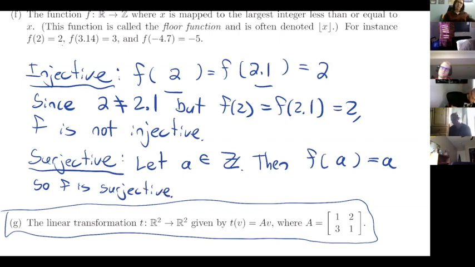And let me just say that the property is not in general that f of A maps to A. We just need to find something that maps to A. So it didn't have to be itself. But that's a nice choice since we know that the floor of an integer is itself. And so since it's injective but not surjective, it's not going to be bijective.